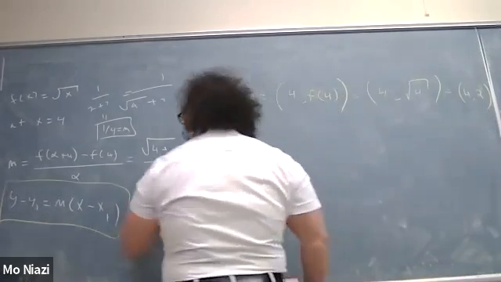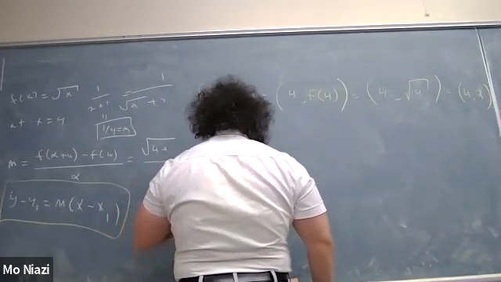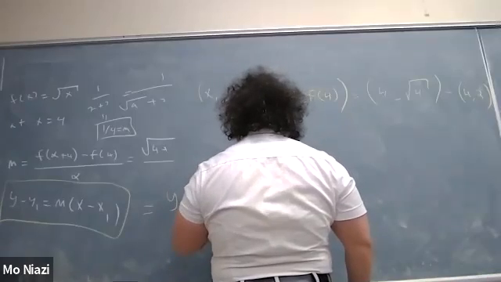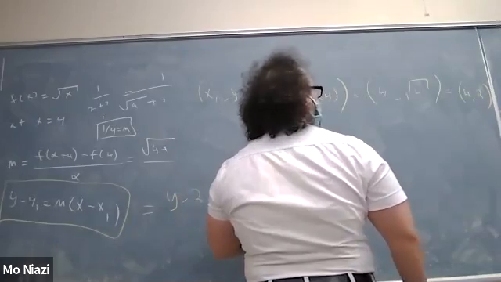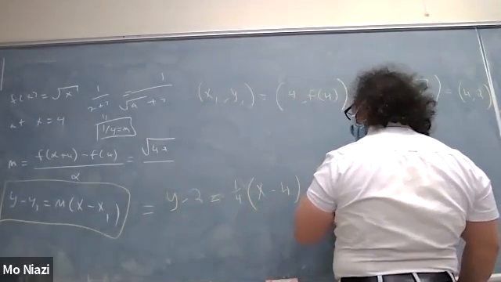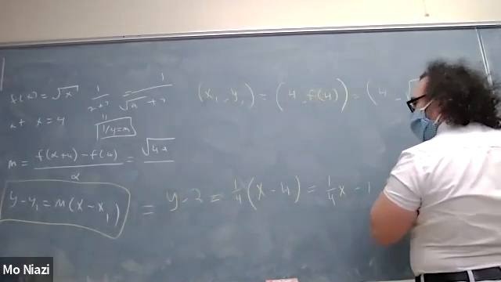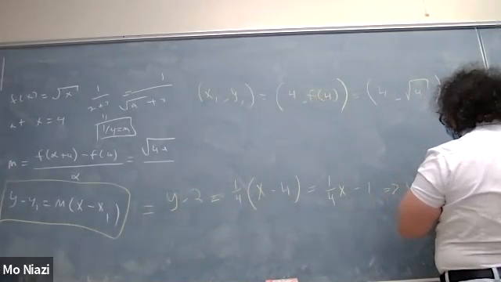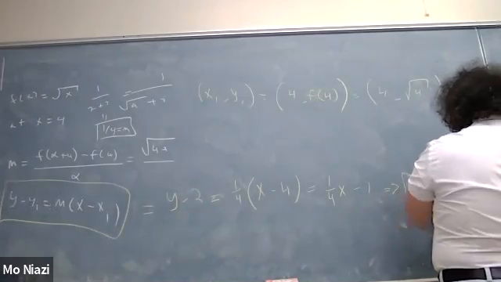So then this equation becomes y minus 2 is equal to our slope 1/4 times x minus 4. So this becomes 1/4 x minus 1. And when we add a 2 to both sides, that implies we get y is equal to 1/4 x plus 1. Here's our equation.